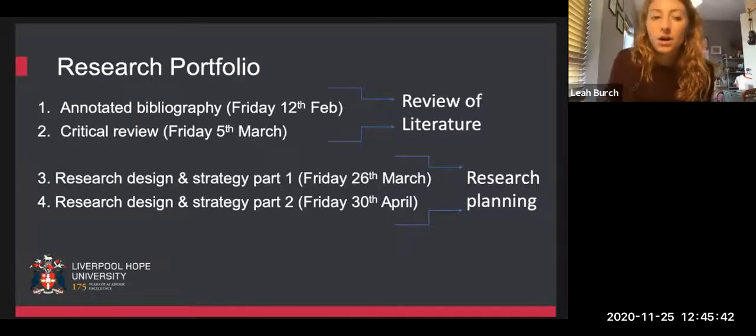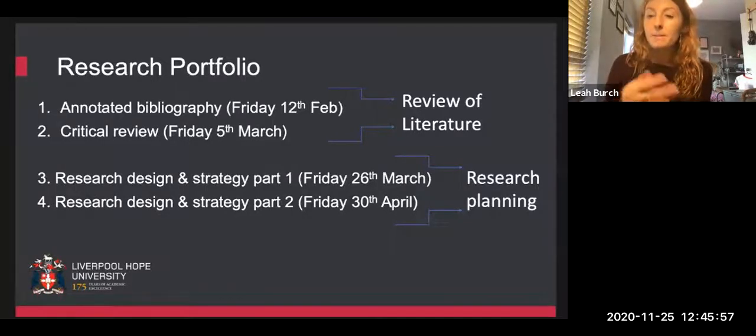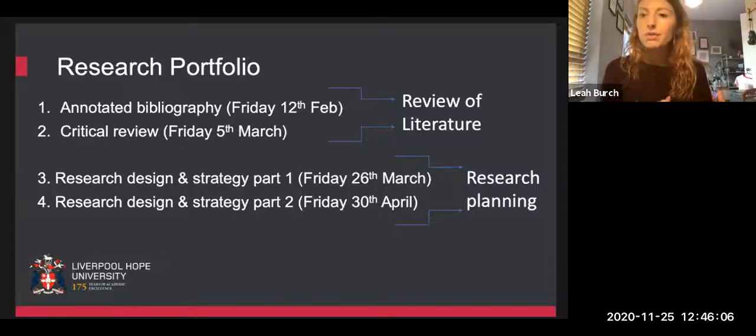Then the second two parts, you've got research design and strategy, part 1 and part 2. This is helping you to start planning out your research. Part 1 is going to be thinking about writing a research question, aims and objectives based upon the scoping of the literature that you've done. The research question, aims and objectives are based upon what you think is missing from the literature, so what you're going to add to it.